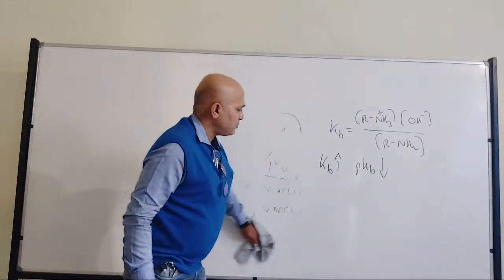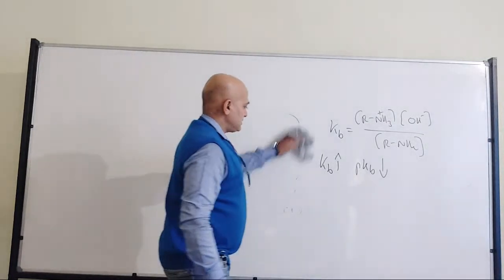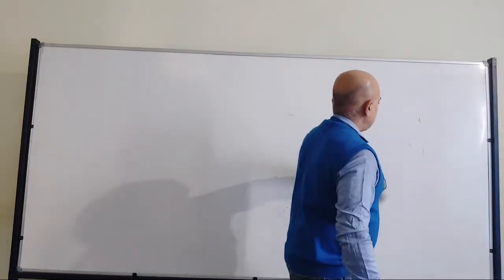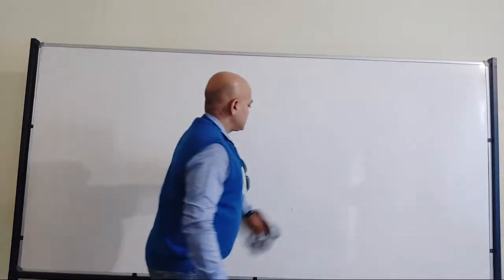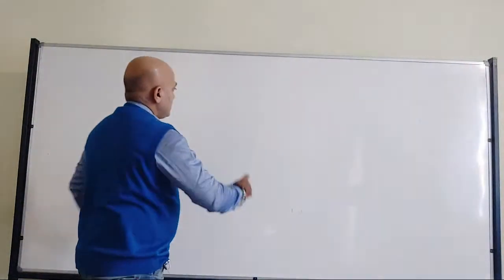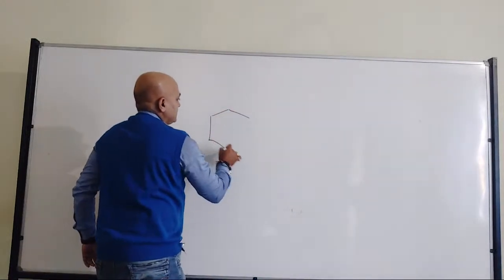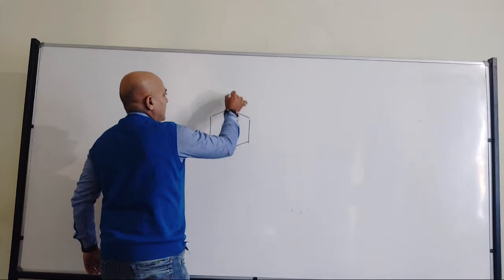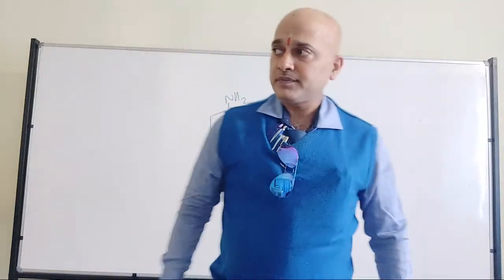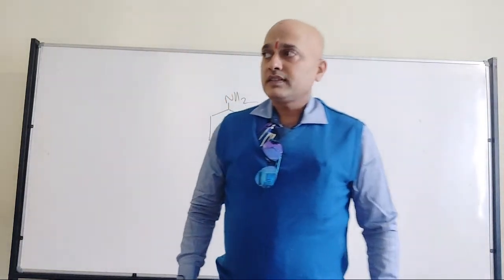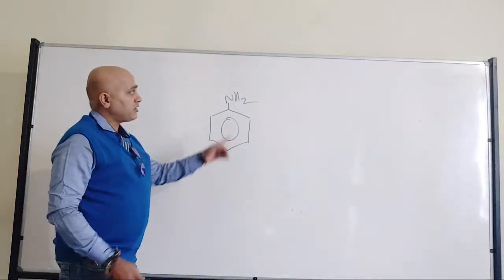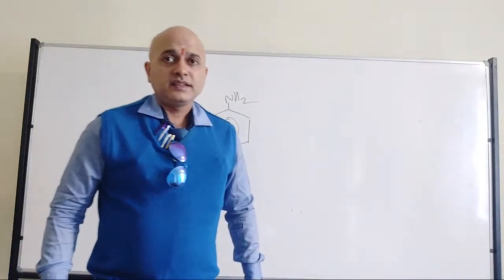We have discussed only the aliphatic amines. We have not considered the aryl amines, that is aniline. If I consider aniline as the example, now I have aniline. That is an aryl amine. What will happen to the Lewis base character? If I talk about benzenamine, that is aniline.